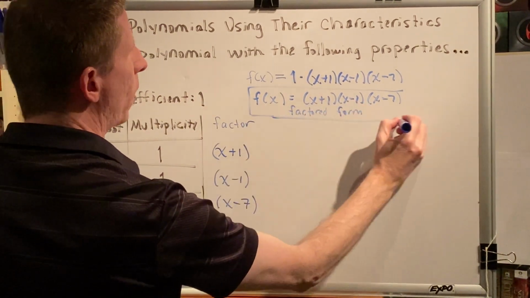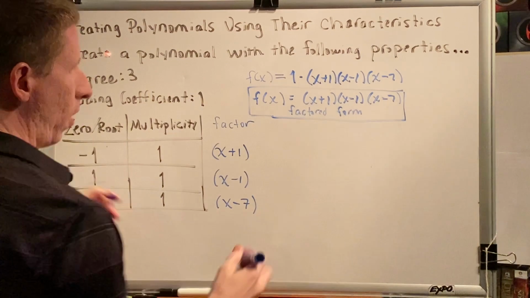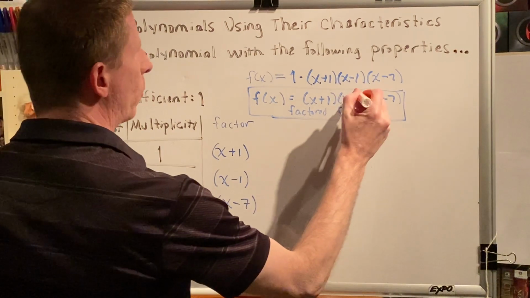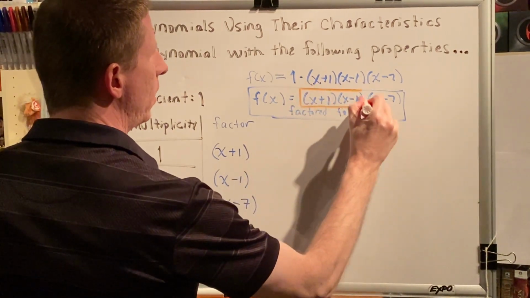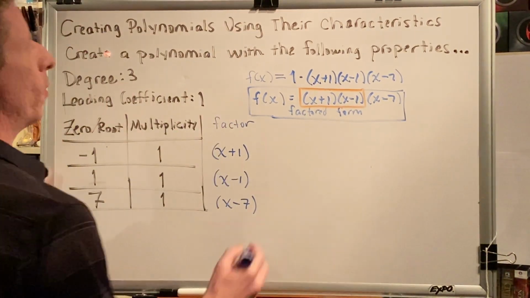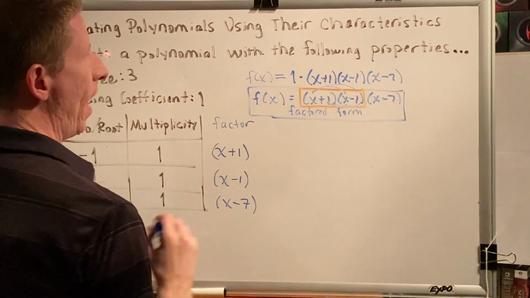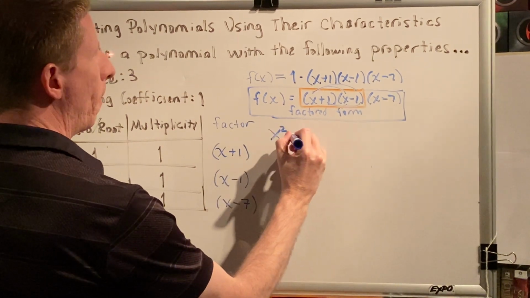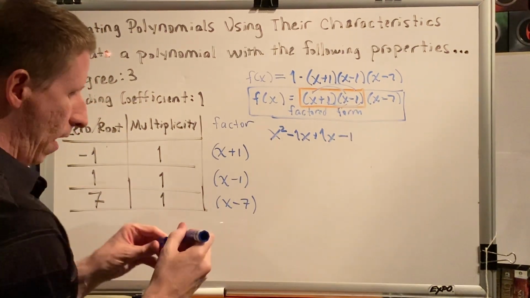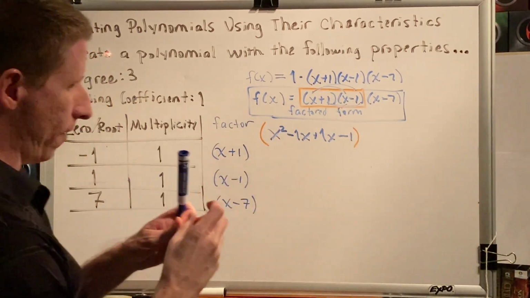However, this problem wants our answer not just in factored form, but also in standard form. So we need to multiply all of these binomials together. Order of operations says that we should multiply from left to right. So I'm going to start by working on these two. I will use the FOIL multiplication method to multiply those two binomials. So this times that, this times that, and I will get x squared minus 1x plus 1x minus 1. And then all of that has to be multiplied by this x minus 7.